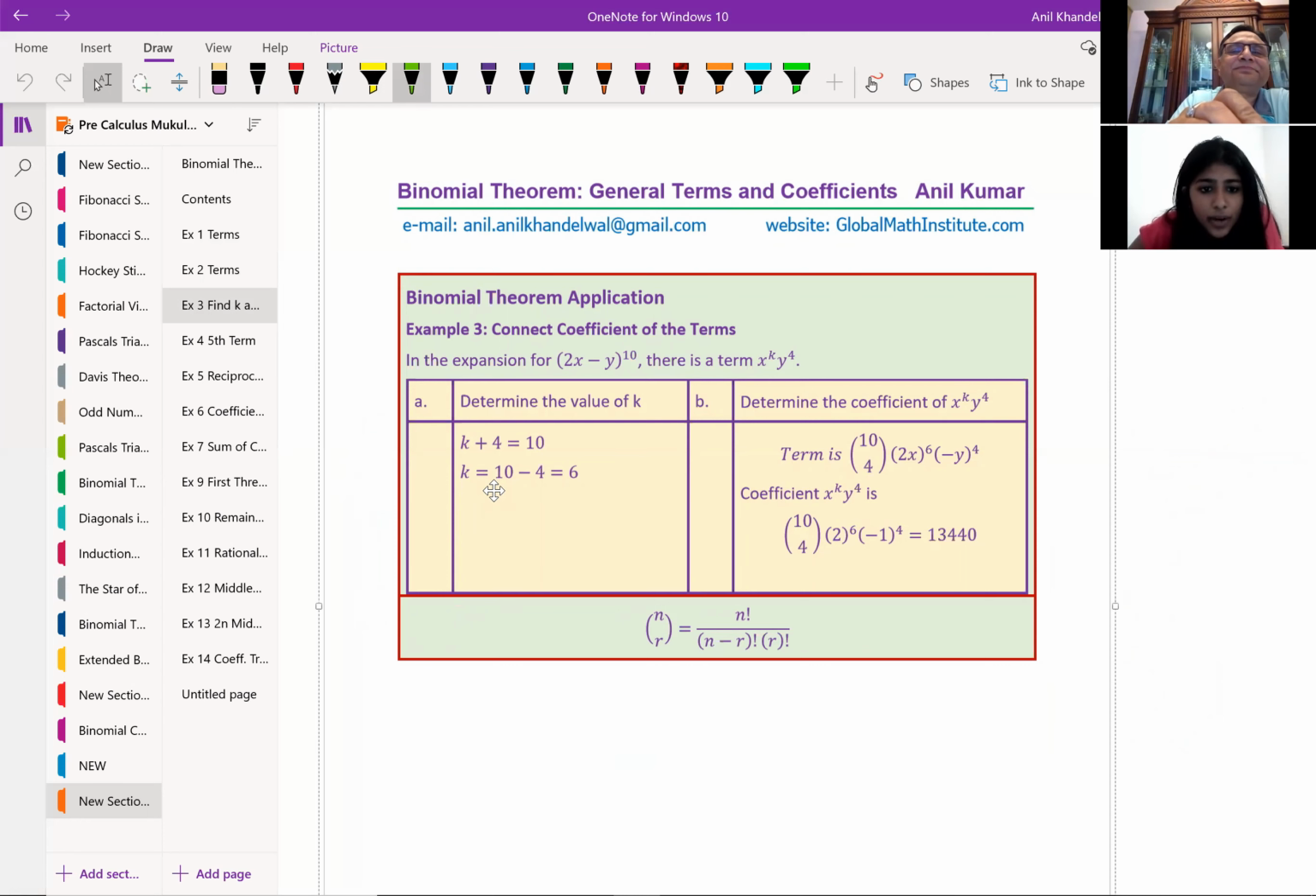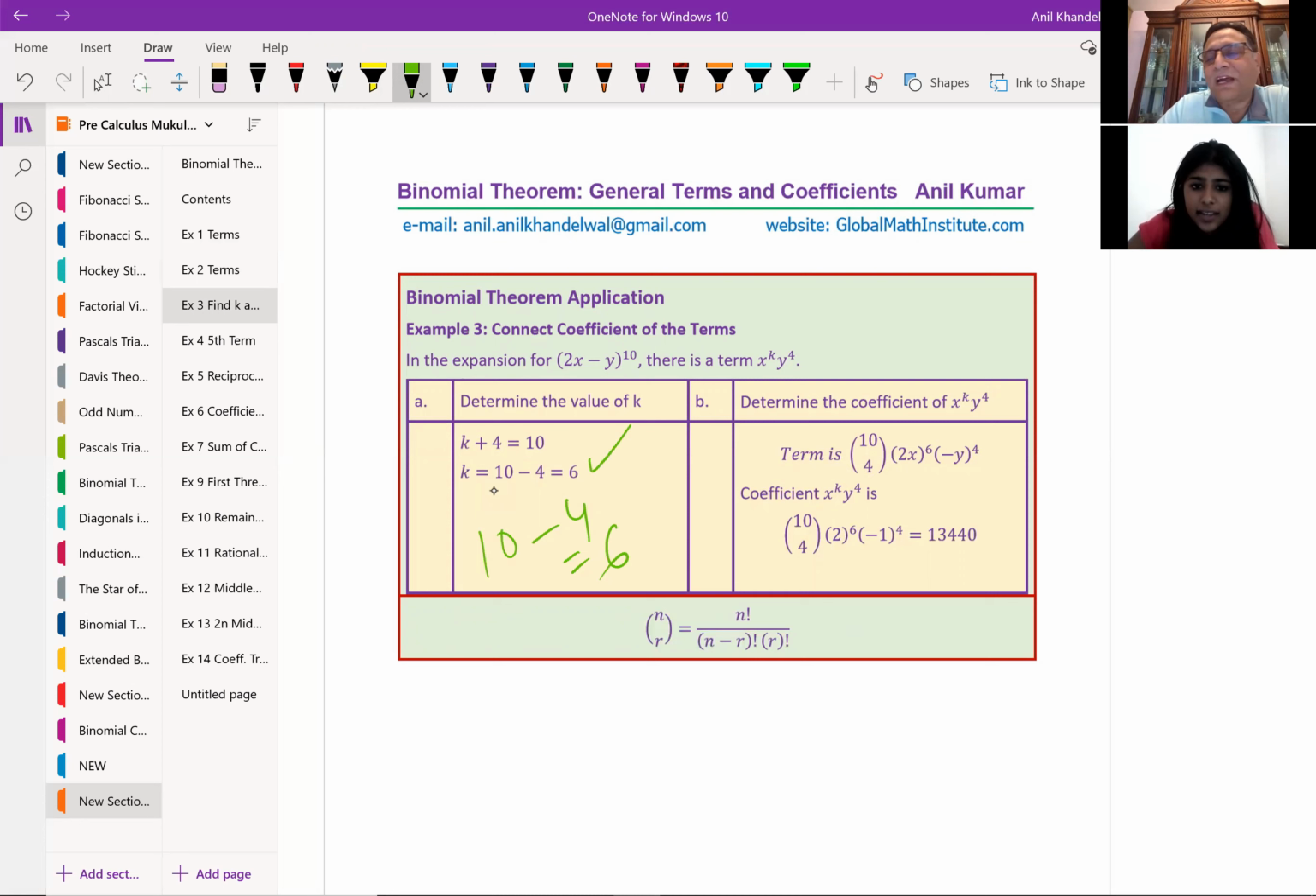Okay, so A, determine the value of k. So you just do 10 minus 4 because that's given in the question, then you get 6 as k. That is correct. So now you know k. Now you need to find the coefficient for x to the power of 6 and y to the power of 4. So what is the coefficient when the binomial is 2x minus y to the power of 10? How will you find the coefficient? Tell me.